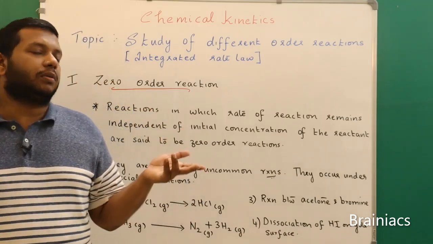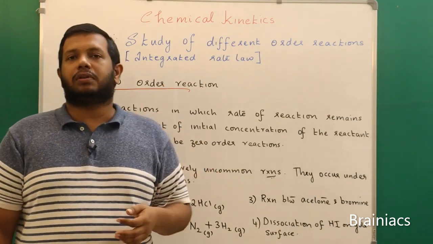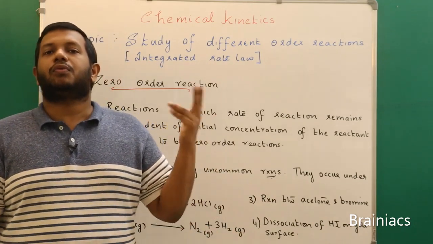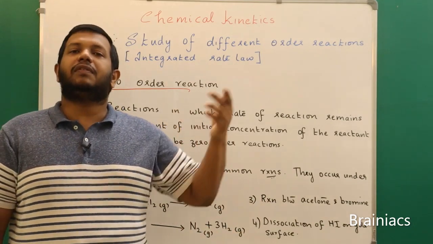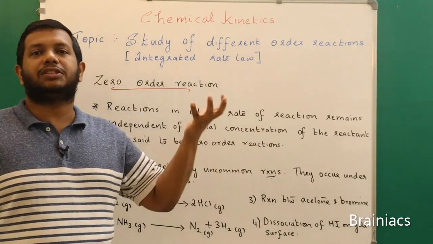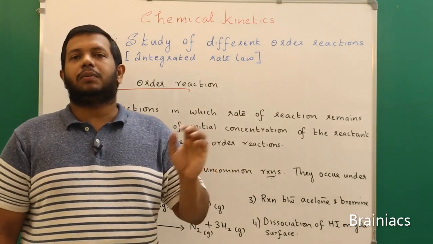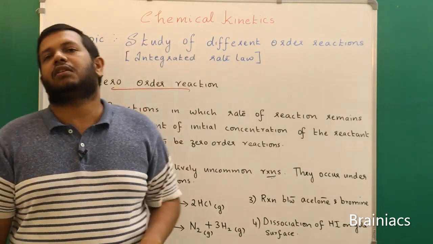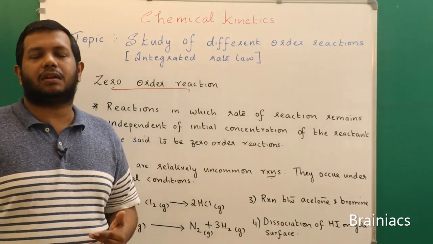Now we are going to learn about some of the important orders. We are not going to learn every order; we are going to learn zero order, first order, and second order. Then we will try to derive an equation for a general order. What will be the equation for a general order? This is also called integrated rate law. Why is it called integrated rate law?